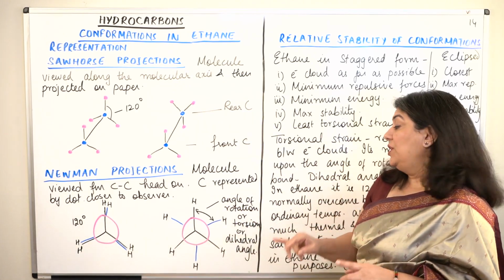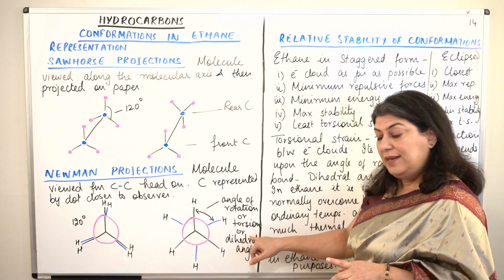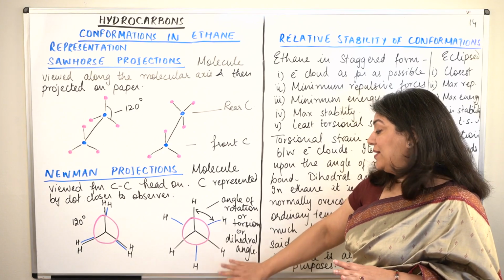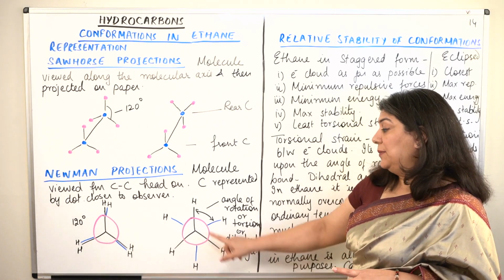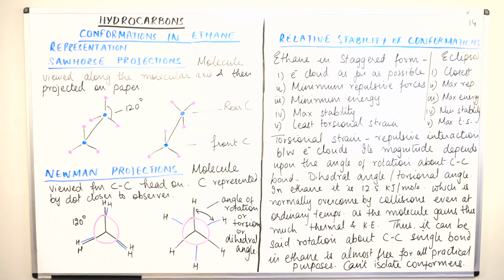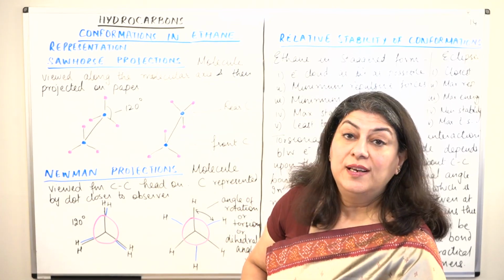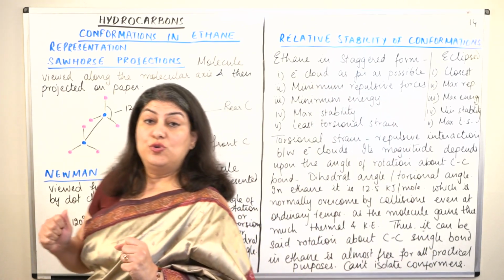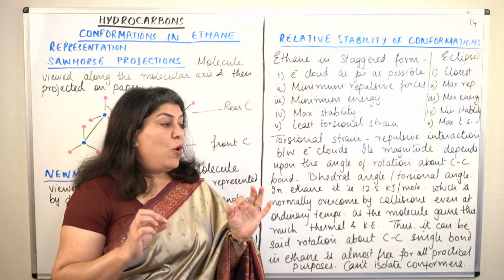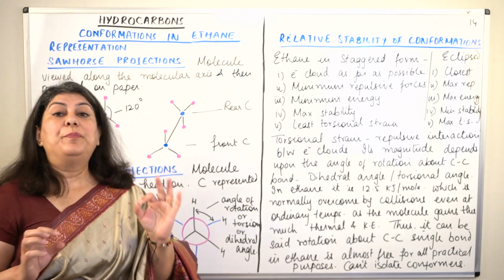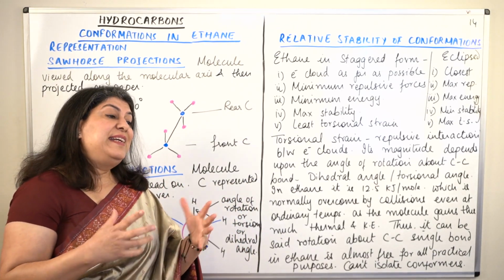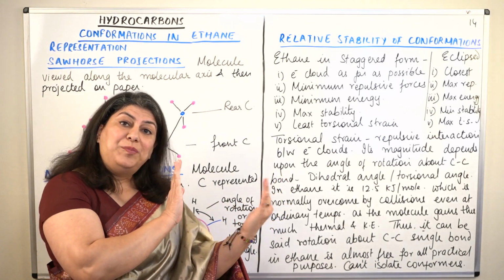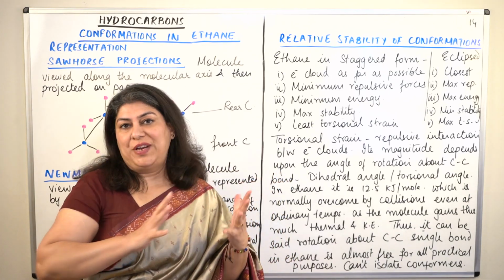This angle of rotation is known as the torsional angle, or it is known as the dihedral angle. The angle itself is known as torsional angle or dihedral angle, and the strain that it causes is known as torsional strain. The strain that it creates. What is the strain due to? I told you in the previous video that after all, every bond is a pair of electrons, and electrons are negatively charged. They repel each other. So the closer you bring things that repel each other, the more the strain will be.